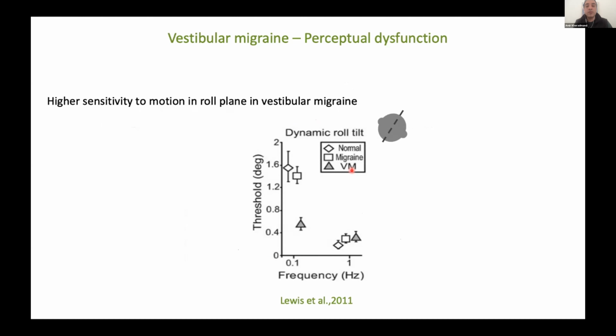This is in line with an earlier study in vestibular migraine from Rick Lewis and his colleagues. They found that patients with vestibular migraine had lower thresholds for motion detection in the roll plane at lower frequencies compared with patients with other types of migraine or healthy controls. In other words, patients with vestibular migraine had higher sensitivity to motion with lateral tilts, which is in line with the finding of higher head tilt estimates in these patients that we found.